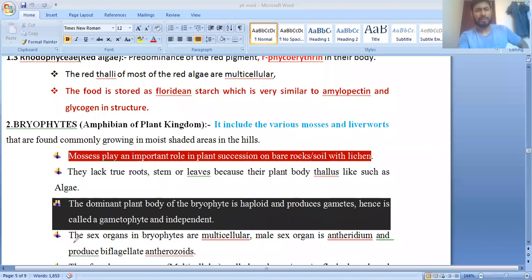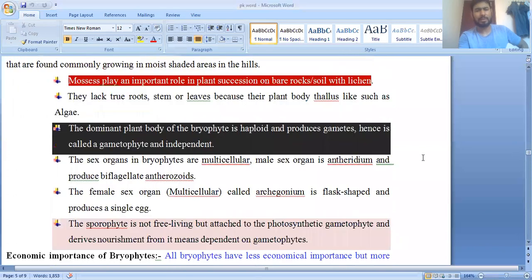Next, specific characters of the Bryophytes: sex organs. If we check the Bryophyte sex organs, first is the male sex organ, which is known as the antheridium. The antheridium produces biflagellate antherozoids. Biflagellate because it needs water for external fertilization. So the male gametes have 2 flagella, and with the help of these flagella they can perform fertilization. Clear?